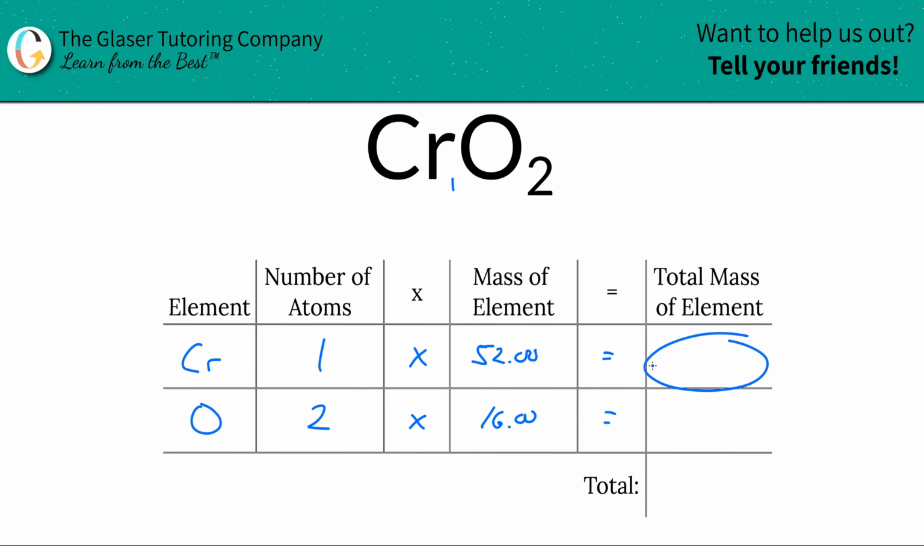Now to find the total mass of that particular element, we simply multiply the atoms by the mass. So 1 times 52 is 52. 2 times 16 is going to be 32. And then when we add this together, we simply get a total of 84, and that is the total mass of that compound. And since we're solving for molecular mass, the units here are in terms of AMU, atomic mass units.